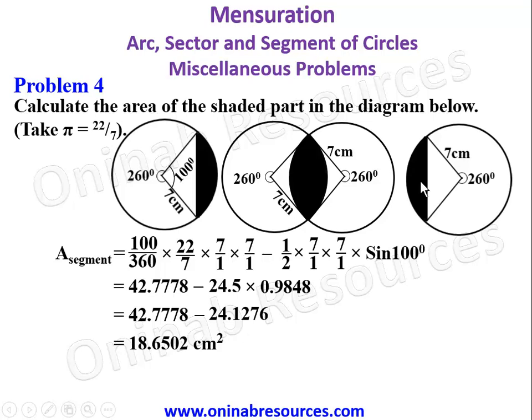To get the area of this shaded part in the original diagram, we just multiply the area of the shaded segment by 2. So the area of the shaded part now is 18.6502 multiplied by 2, and that gives 37.3004 squared centimeters, which gives the area of the shaded part in this diagram. And that is the end of the solution to problem 4.